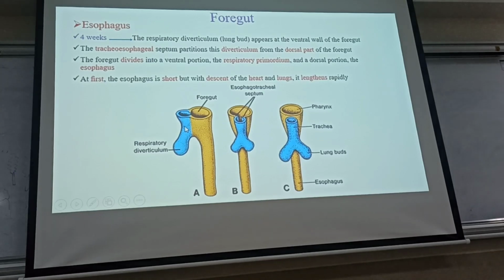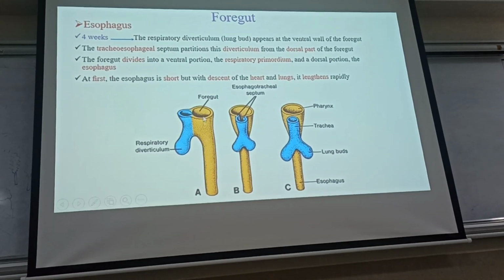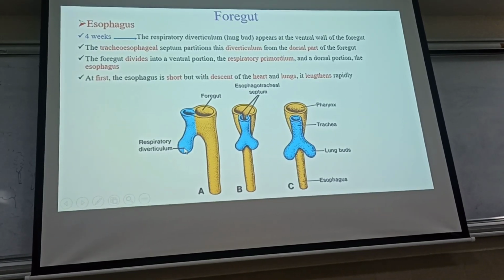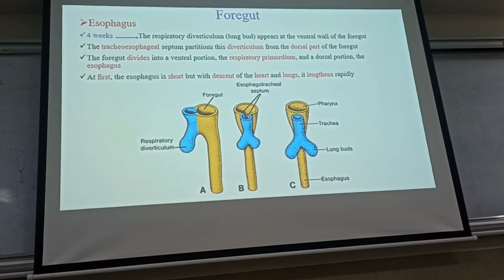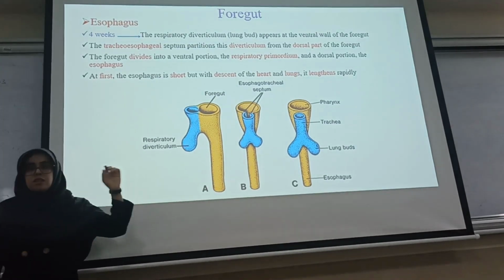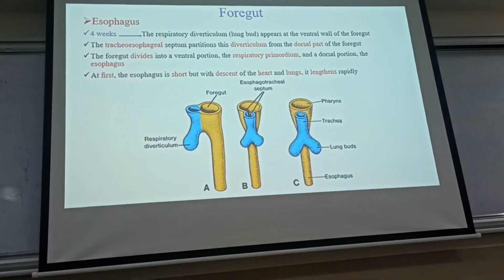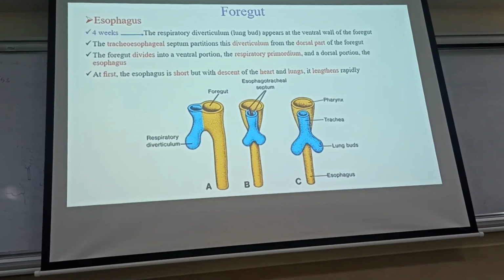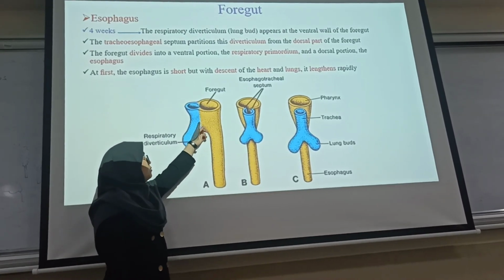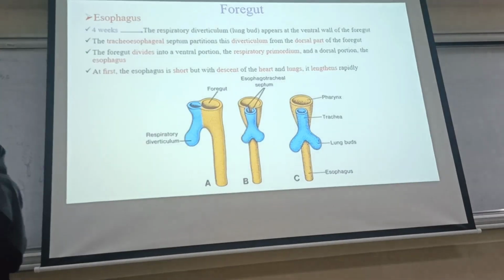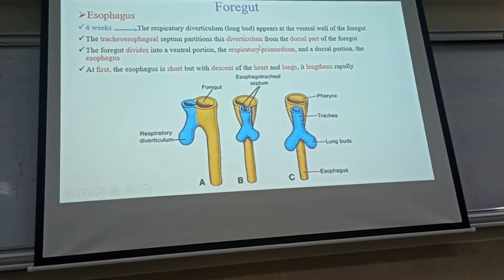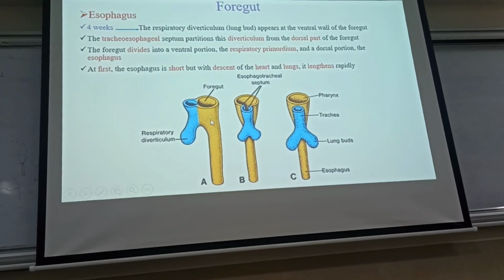Please carefully look at this picture. In this picture, you can see the gut tube or foregut, and this is the respiratory bud or respiratory diverticulum. In the fourth week, the respiratory diverticulum appears from the anterior wall of the foregut. Okay, this is the foregut, this is the anterior wall of the foregut, and this is the respiratory diverticulum.